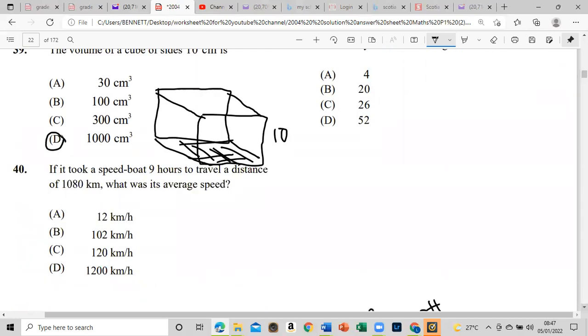If it took a speedboat 9 hours to travel that distance, what is the average speed? So it's 1,000 divided by 9. However, look at the other one.